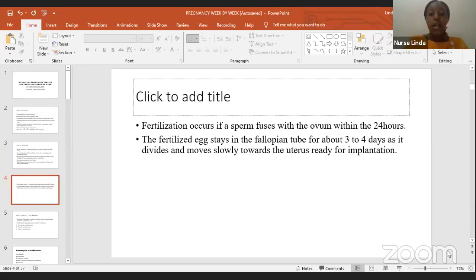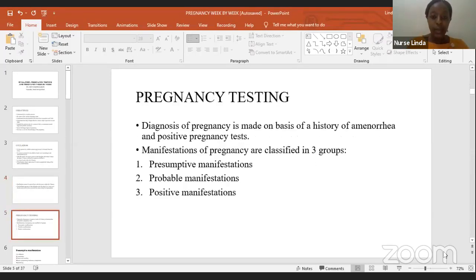Now, fertilization only occurs when a sperm fuses with this ovum within those 24 hours. If coitus happens either before ovulation or after ovulation and meets the viable egg within the 24 hours of its viability, then we will have fertilization taking place, and that is what is known as conception. I hope we are together.